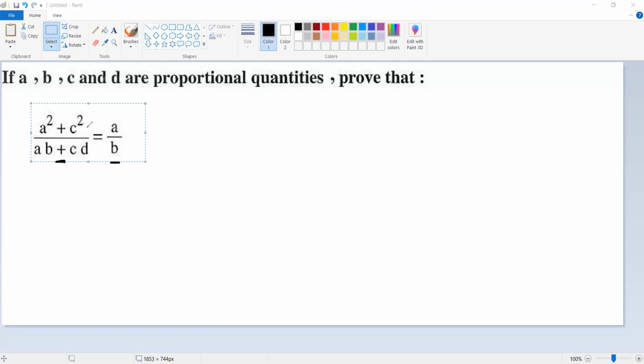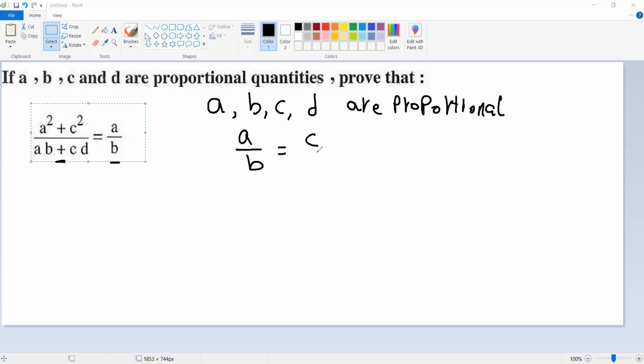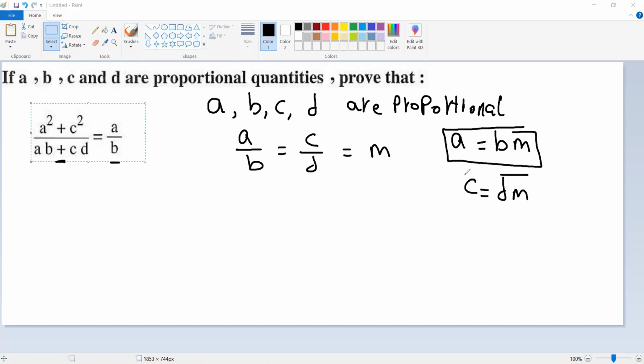So before that, let's say that A, B, C, and D, they are proportional. If they are proportional, that means A over B, the same as C over D, equals M. So what is the value of A? As I said before, A equals BM. And what is the value of C? C equals DM.